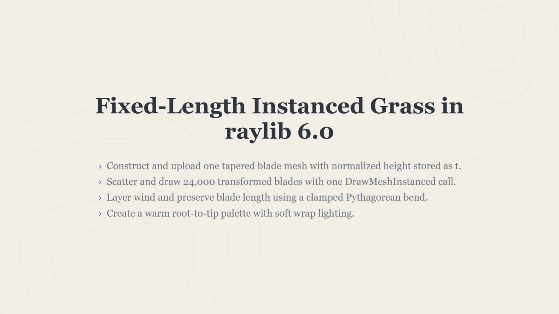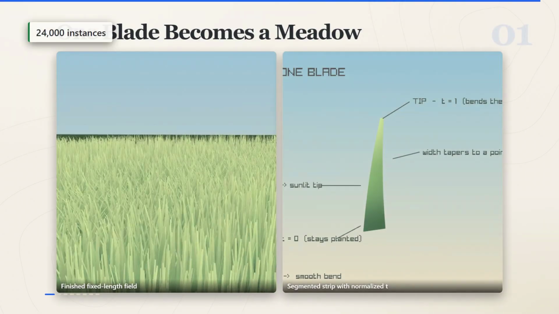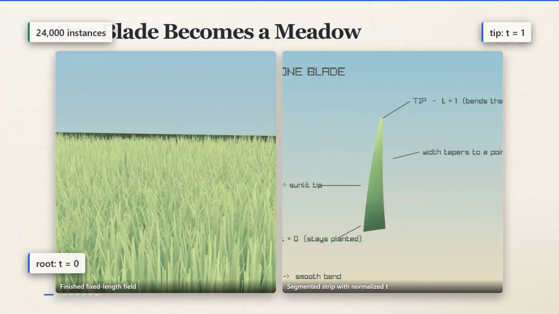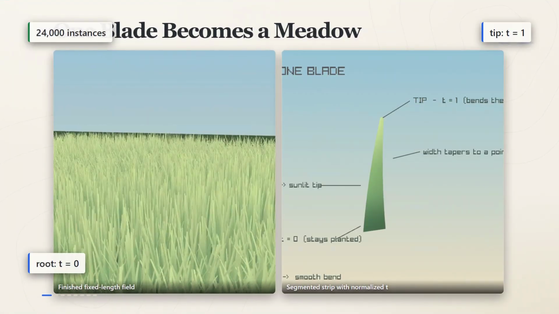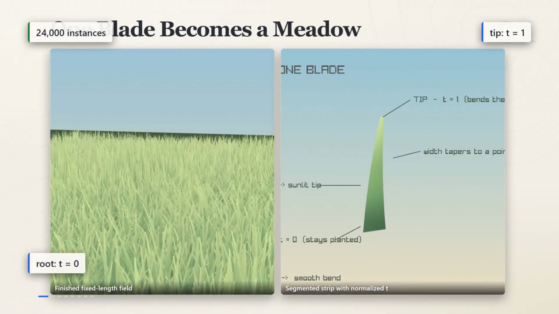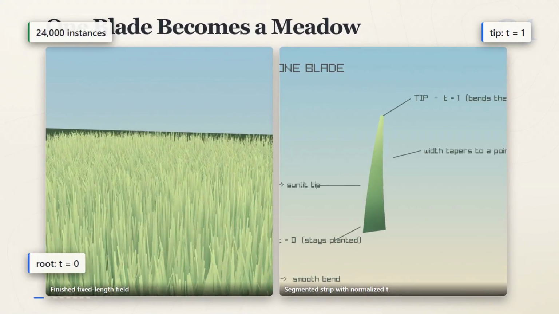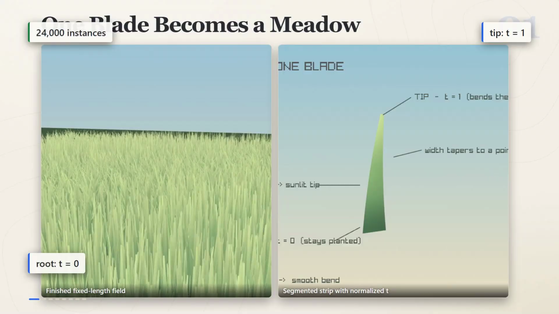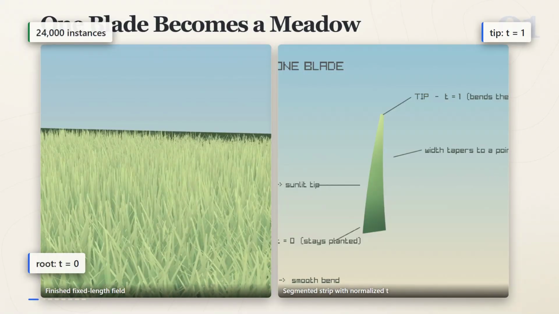You already have the camera and game loop. Now we will grow a complete grass field, one deliberate step at a time. The finished field repeats one segmented blade as exactly 24,000 instances. Along each blade, normalized runs from 0 at the root to 1 at the tip. This shared coordinate lets later effects target corresponding regions consistently across the entire meadow.